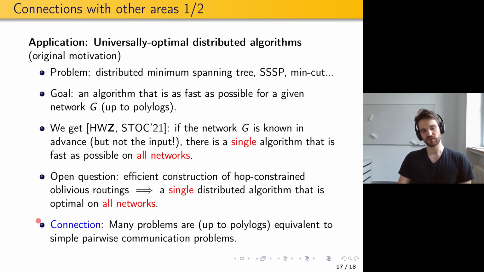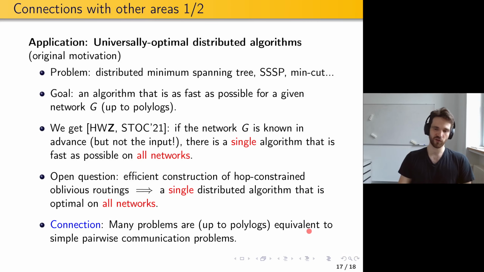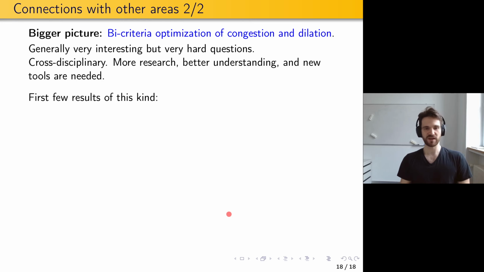And the connection here, why this is even connected, is that we show in this paper that many problems in these distributed models are equivalent up to polylogs to simple pairwise communication problems that you can solve via these oblivious routing methods. Okay, but there is also a bigger picture here.